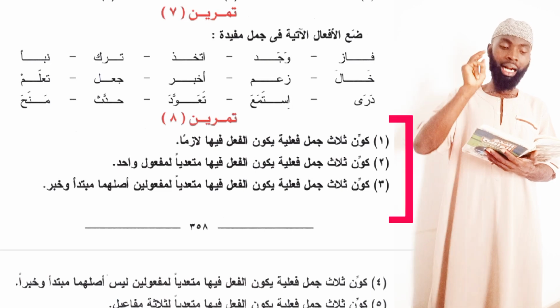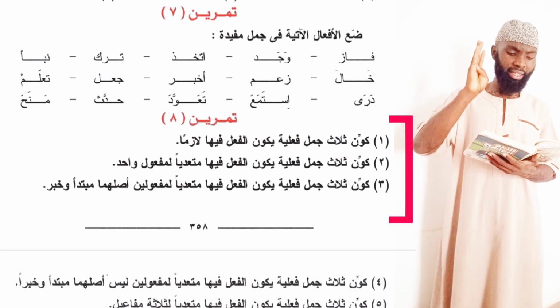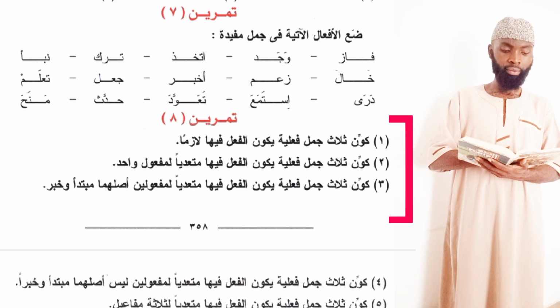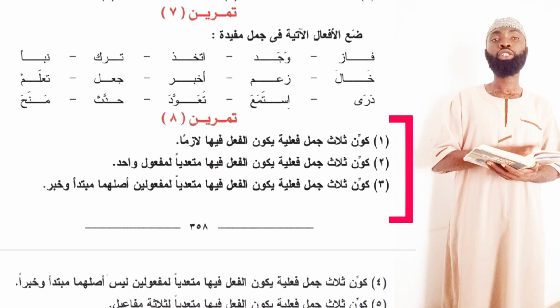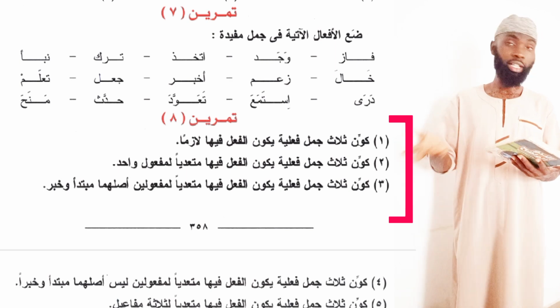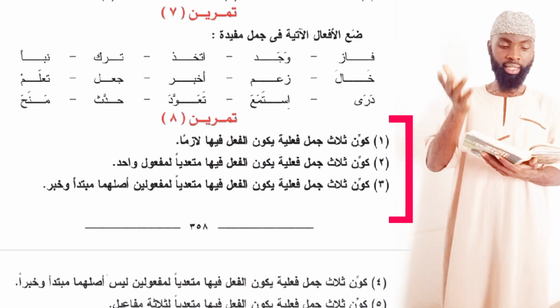The first one says kawwin thalatha jumalin. Form 3 verbal sentences in which the verb in each of them should be an intransitive verb. You can say ja'a al-walad. Solve the remaining. Number 2, you have kawwin thalatha jumalin.